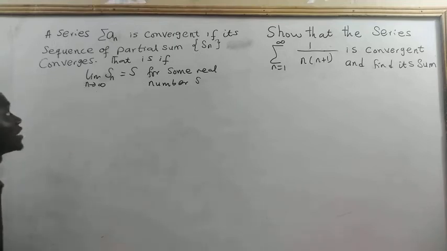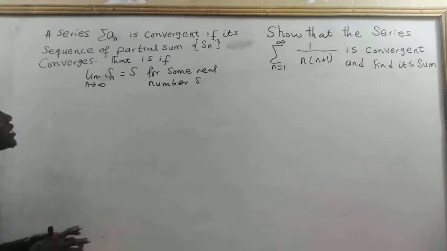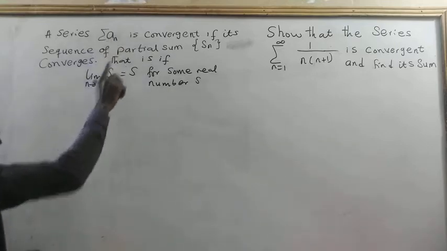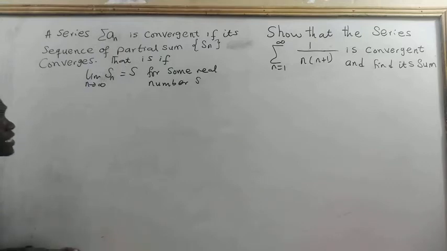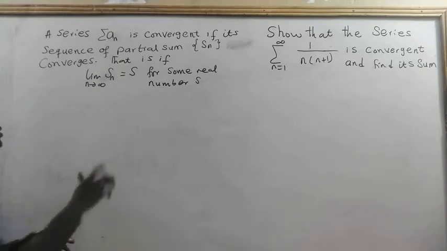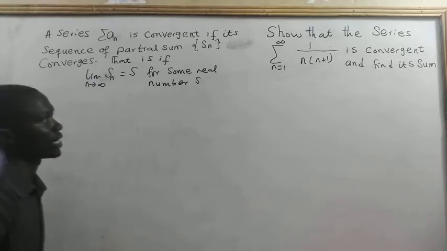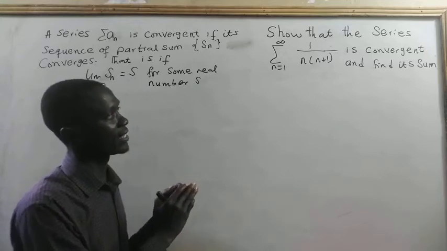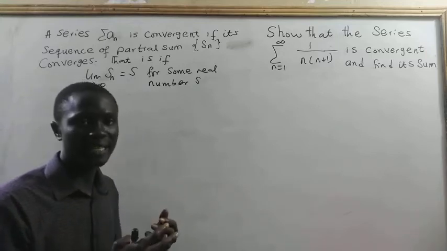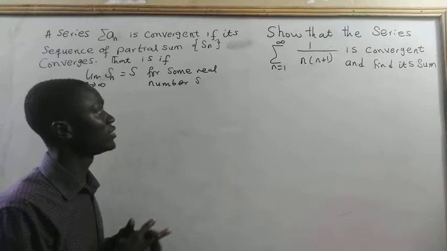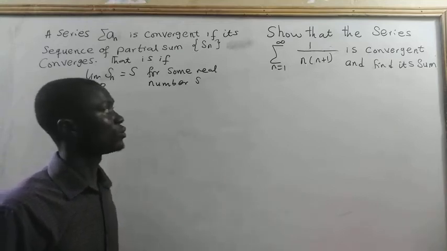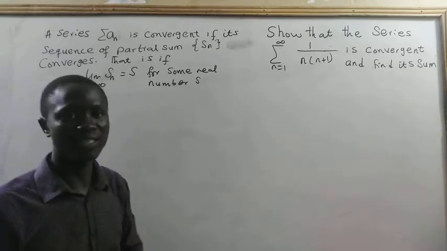So let's see the condition. A series of summation a sub n is convergent if its sequence of partial sum Sn converges. That is, if the limit of S sub n as n approaches infinity equals S for some real number S. So now, the condition says that if its partial sum converges, then it means that the series will converge. So let's find the partial sum of this series.